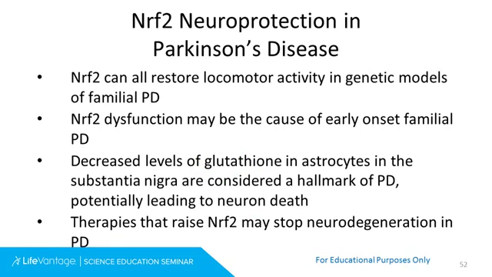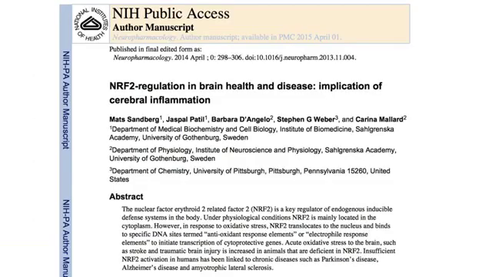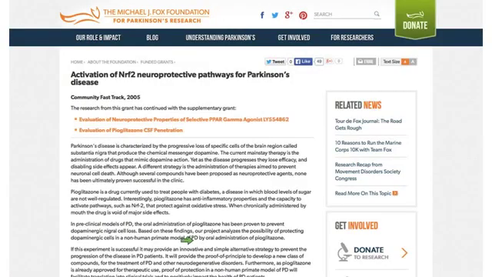There's a very interesting video on YouTube that you can look at of a gentleman who has Parkinson's disease, and he gets an IV infusion of glutathione, and it looks like he's a new man. So glutathione does certainly play a role there. Cerebral inflammation can be suppressed with NRF2 activation. We're talking about Parkinson's disease.